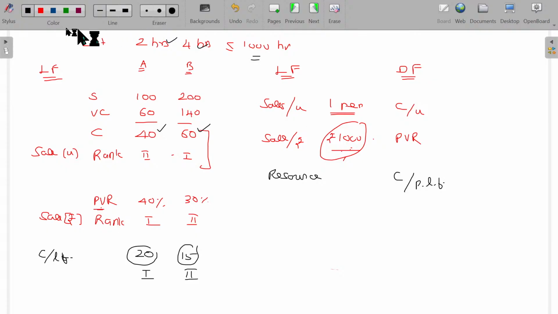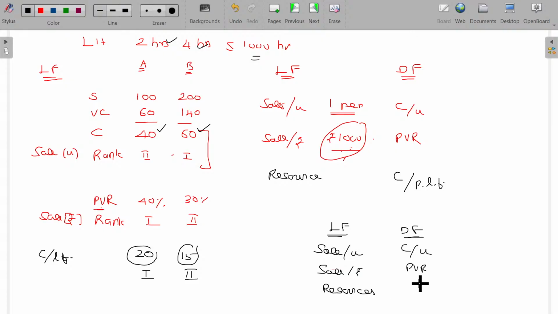So understand that here. Sales in units is the limiting factor, and contribution per unit is the deciding factor. Sales in rupees is the limiting factor, and PVR is the deciding factor. Any other resource is the limiting factor, then contribution per limiting factor is the deciding factor. That's it. Based on that you can take the rank. Clear?